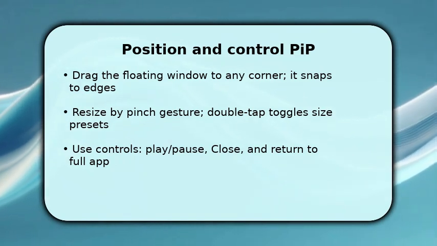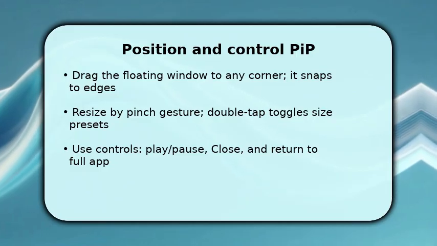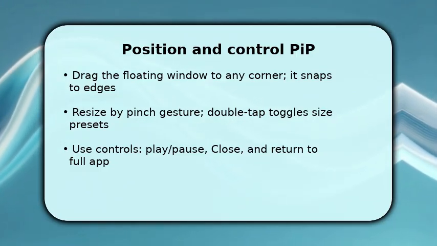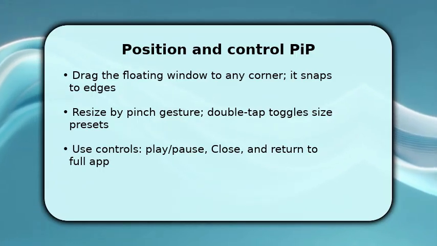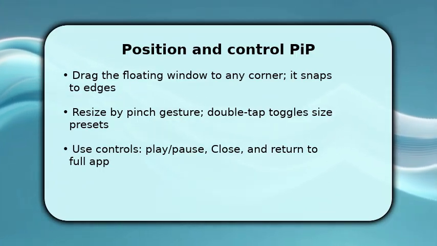Drag the window to any corner. It snaps to edges so it won't obstruct key UI elements. Pinch to resize for a larger view or a compact overlay, and double tap to toggle preset sizes.